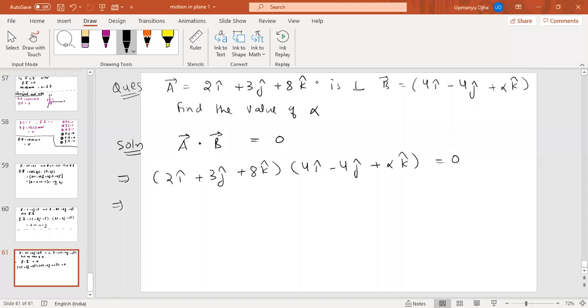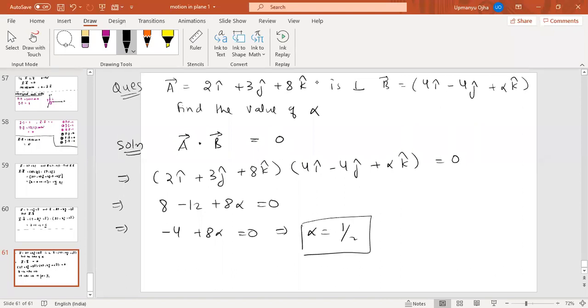So now we have to multiply. 2 into 4 is 8. 3 into minus 4 is minus 12. 8 into alpha is plus 8 alpha, equal to 0. So we get minus 4 plus 8 alpha equal to 0. Therefore alpha equals half. So the value of alpha is half here. Okay, fine. I think most of you have got the answer correct. That is very good. I hope you are all getting this properly.